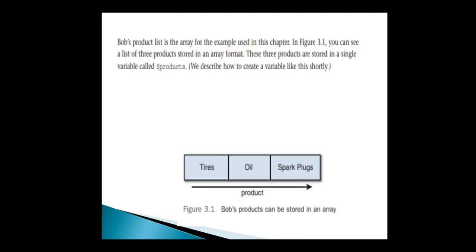Here is one textbook example. Bob's product list is the array example used in this chapter. In the figure you can see a list of 3 products stored in an array format. These 3 products are stored in a single variable called dollar products: tire, oil and spark plug. Bob's Auto Parts is one of the concepts mentioned in your PHP textbook. This is the example for an array of products.